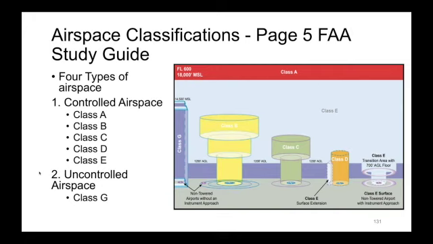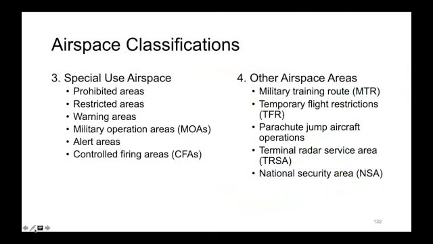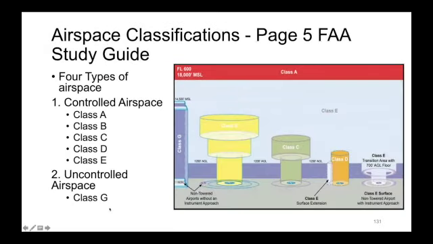There are 4 types of airspace: controlled airspace, uncontrolled airspace, special use airspace, and other airspace. Starting with controlled airspace, there's Class A, Alpha, B, Bravo, C, Charlie, D, Delta, and E, Echo, and it's shown here in this diagram. Where we're going to be flying as drone pilots is down here in uncontrolled airspace, Class G, Golf, down here in the purple. This is where we're going to be flying.